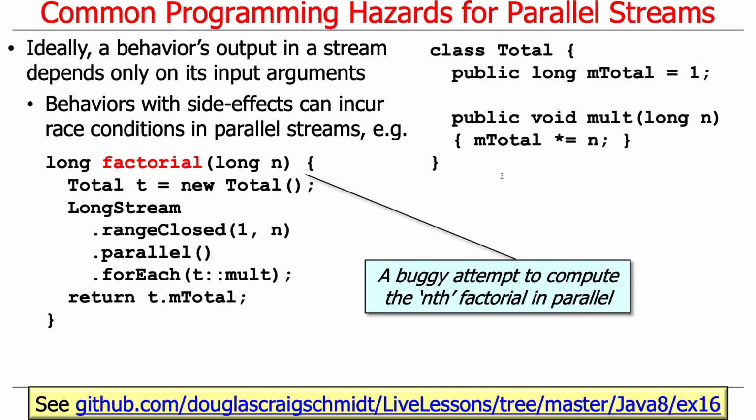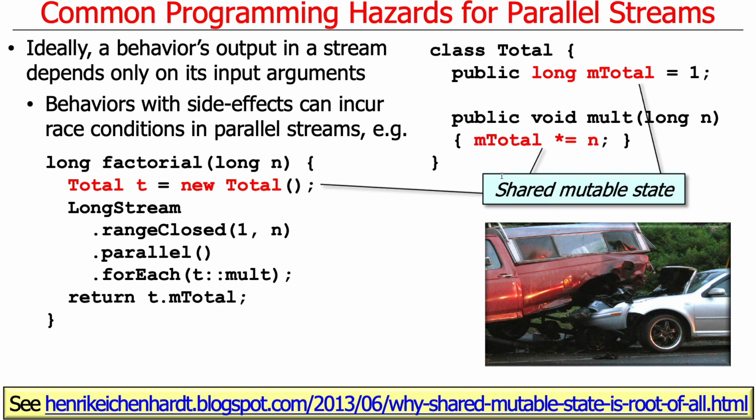So here's an example of computing n factorial using a buggy approach that has shared mutable state. And you can find this example here in my GitHub, EX60. So it's going to try to compute the n factorial. Now this will work fine if we have sequential streams, but if we have parallel streams, as we do here, it'll cause problems. So here's the shared mutable state we're talking about. We've got ourselves a class called Total, and the class called Total has a public field called mTotal, which we assign to 1, and it's got a mult method that takes a long n and multiplies mTotal by n and assigns it to mTotal.